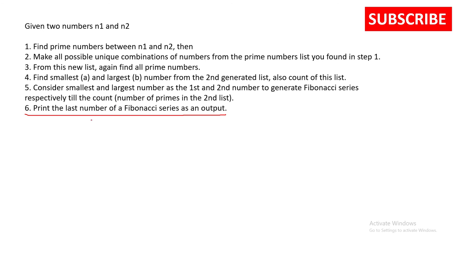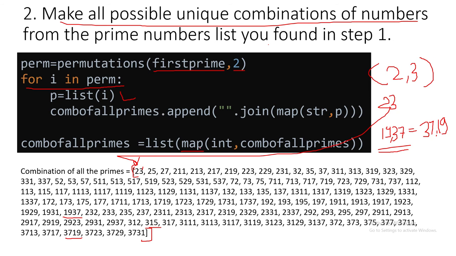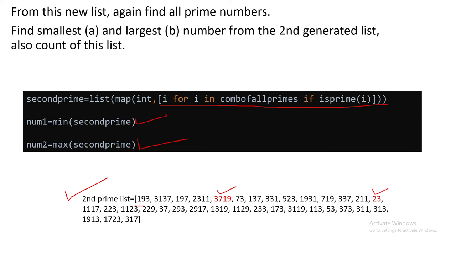So what will be the last number? Okay, so the last number will be the count of elements in the second list. So the length of this second prime list will be our last. So the length in here, the elements in the second prime list, are 34. So we have to calculate Fibonacci of 34, where the first element is 23 and the second element is 3719.